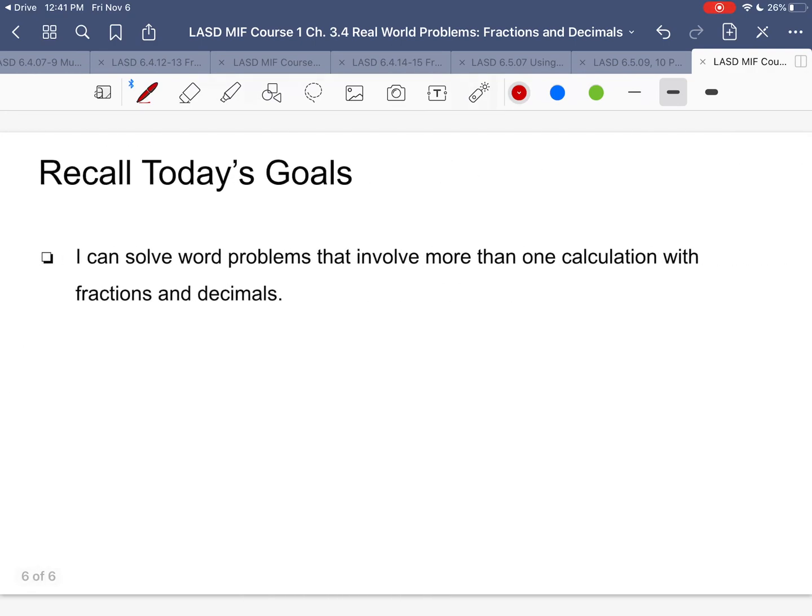So our goal for today was that we'd solve word problems that involved more than one calculation with fractions and decimals. And that's the end of today's lesson.